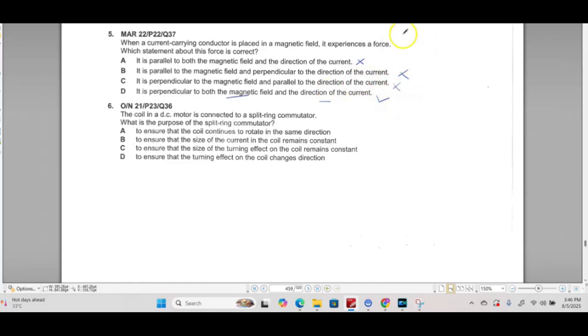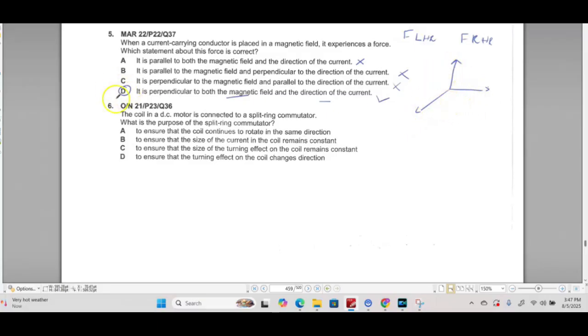This is correct. We know that if we use Fleming's left hand rule, the first finger points in this direction, the second finger points in this direction, and the third finger points in this direction, our thumb actually points in this direction. So all the three fingers are perpendicular to each other.